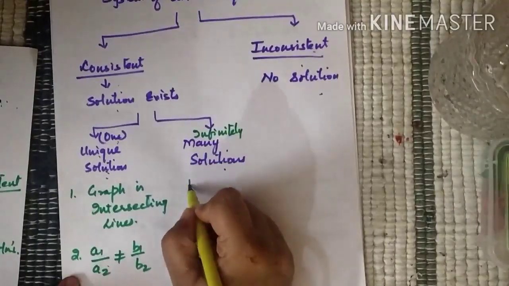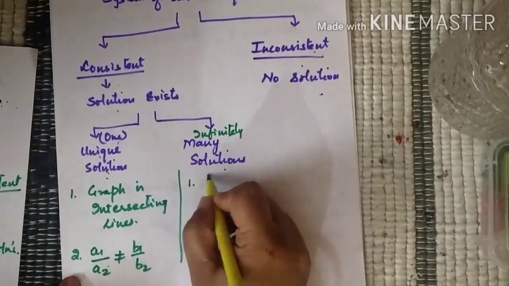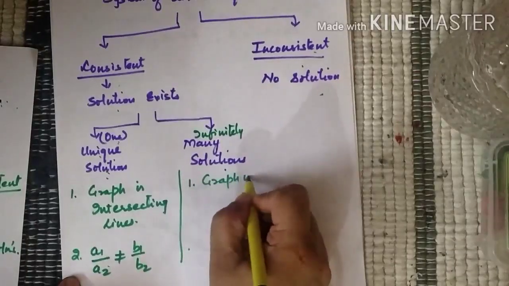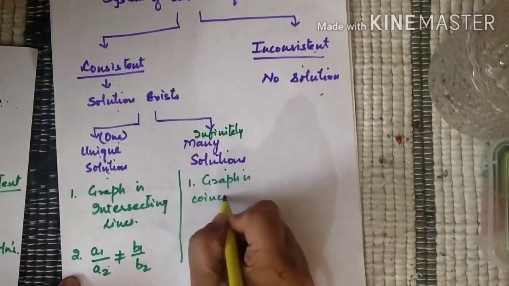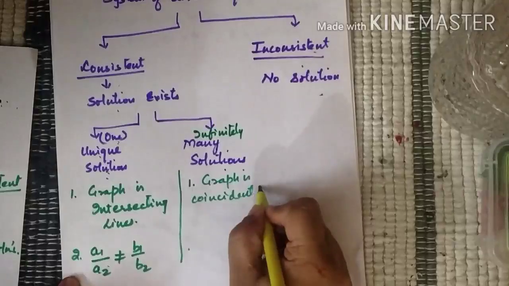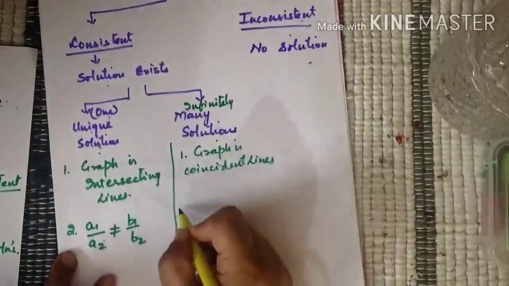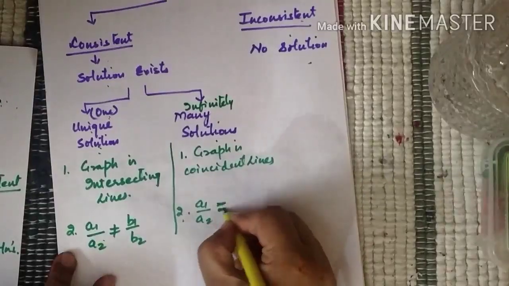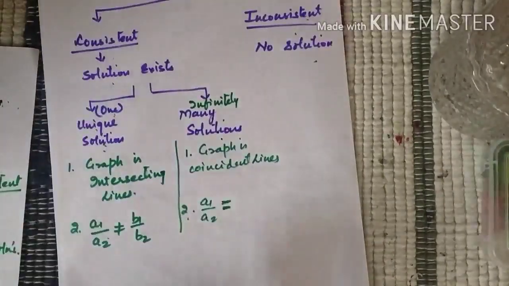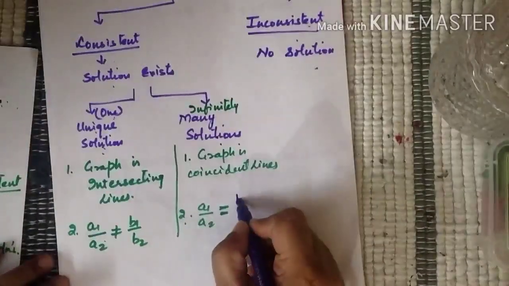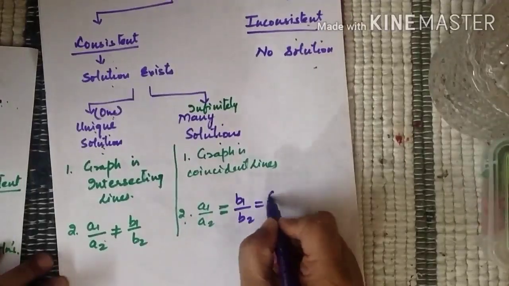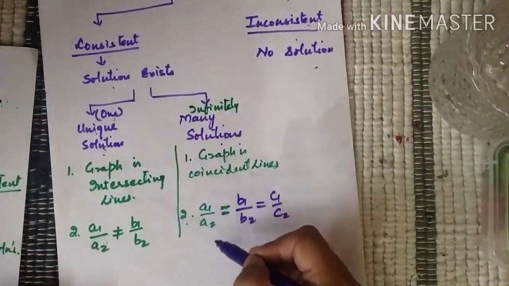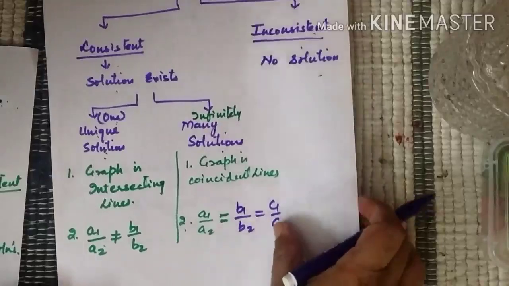In this case, what is the graph? Graph is coincident lines. And the conditions are that the ratio of the coefficients of all the variables will be equal here, and the constant also. a1/a2 equal to b1/b2 equal to c1/c2.